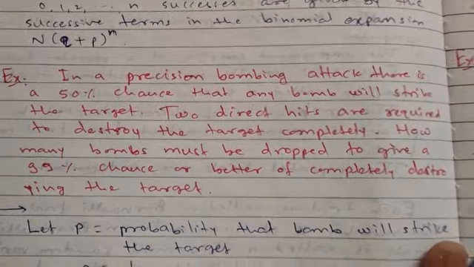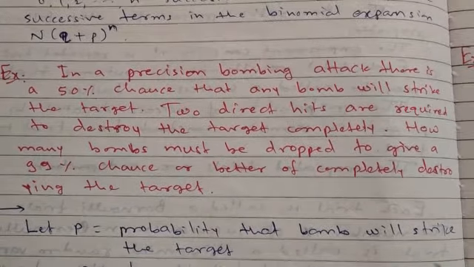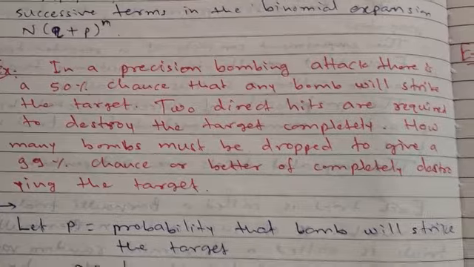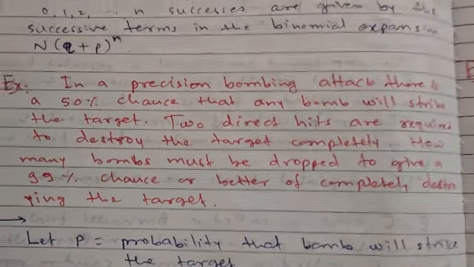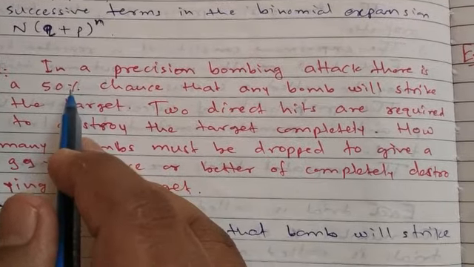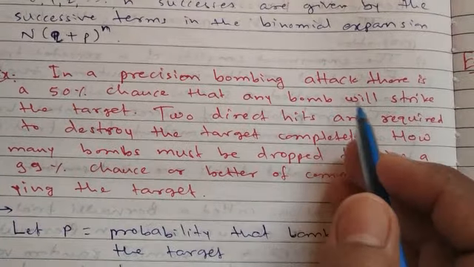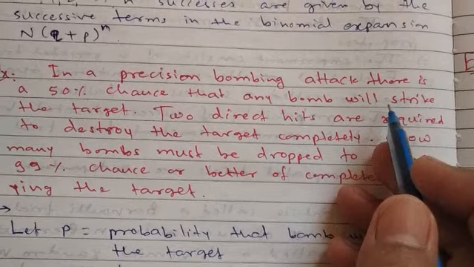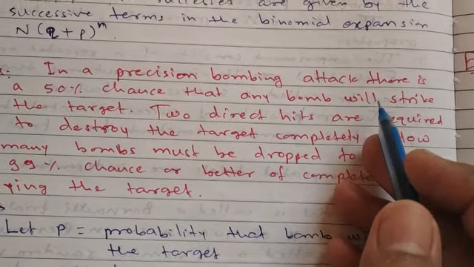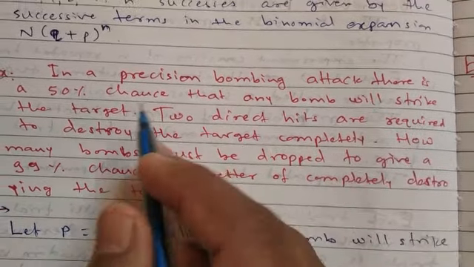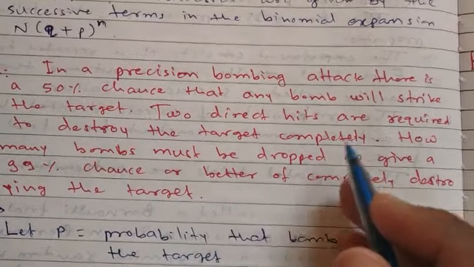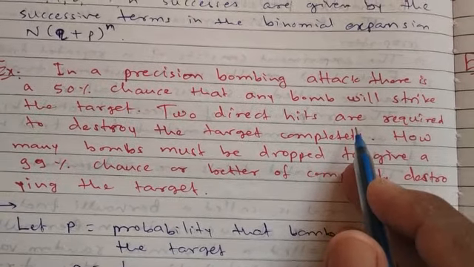So understanding the question is very important in probability. So what are the given things? Some probability is given. We will see what this probability is. 50% chance that any bomb will strike the target. So this is our success. So value of p is 50%. So 2 target hits are required to destroy the target completely.